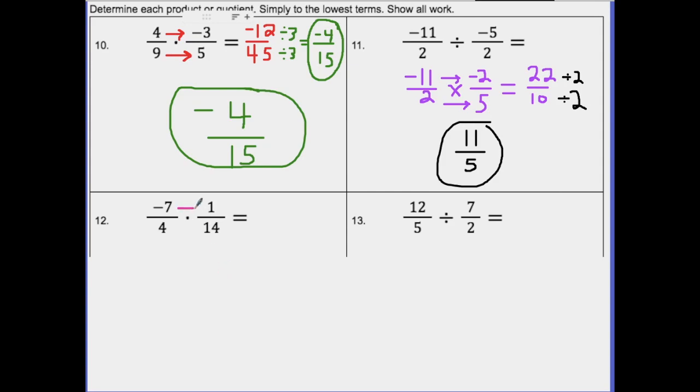All right, another multiply. Negative 7 times 1, negative 7. 4 times 14, we get 56. And we can simplify this one too. These are both divisible by 7. So when I do that, I get negative 1 over 8.